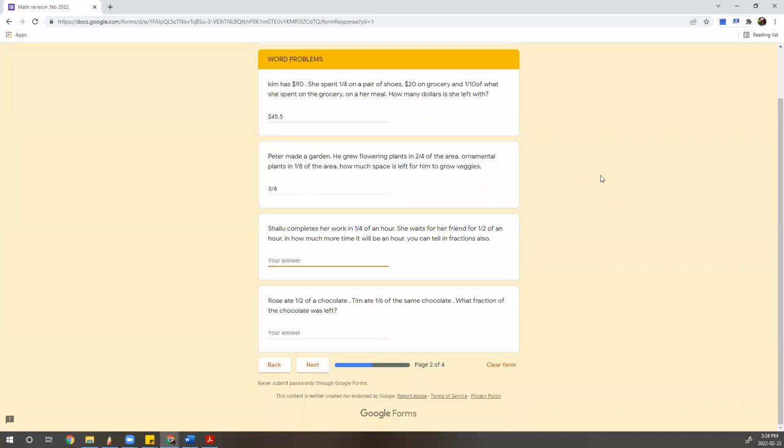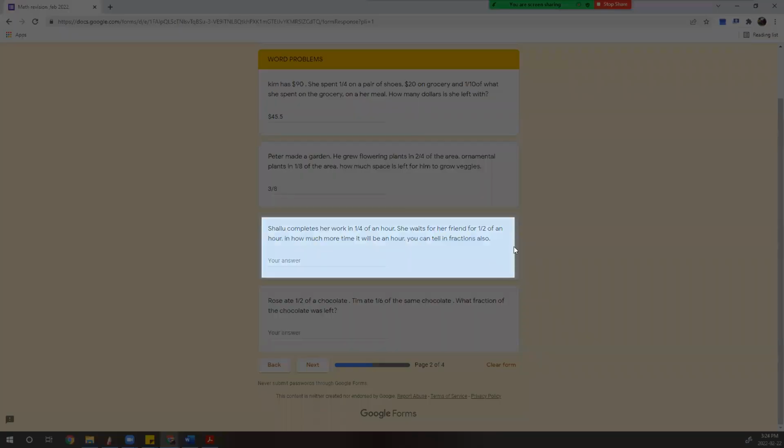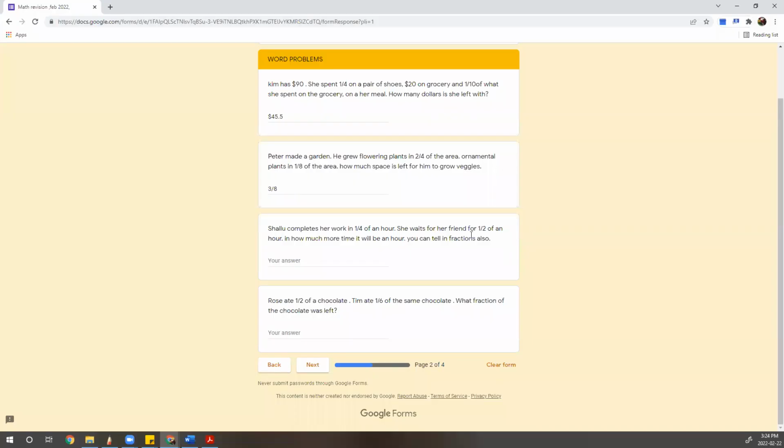Shalu completes her work in 1 over 4 of an hour. She waits for her friend for 1 over 2 of an hour. How much more time will it be an hour? Can you tell the fraction also?